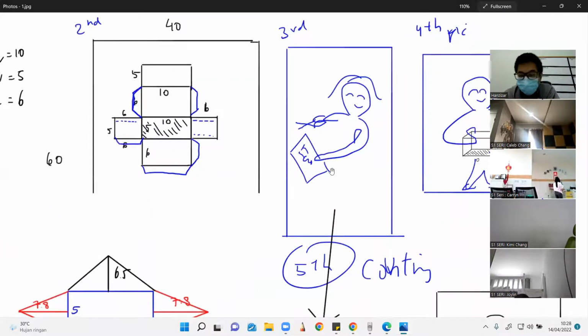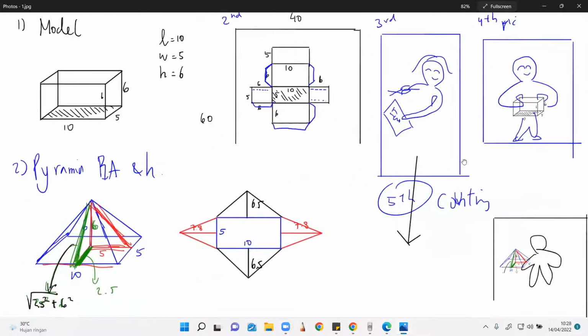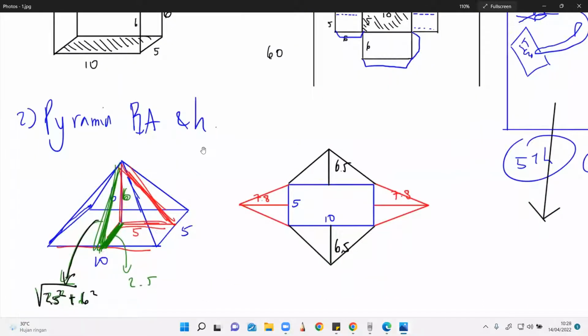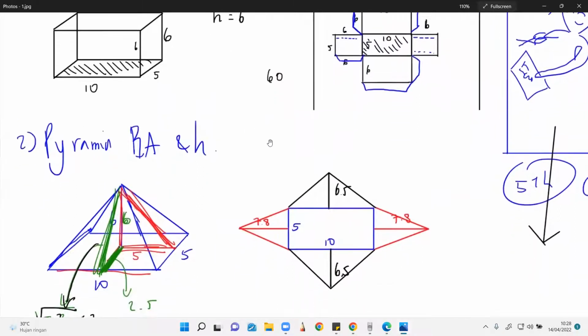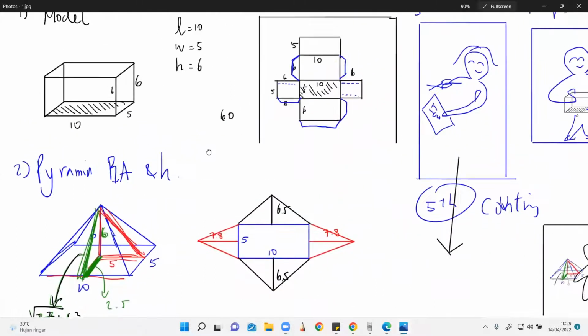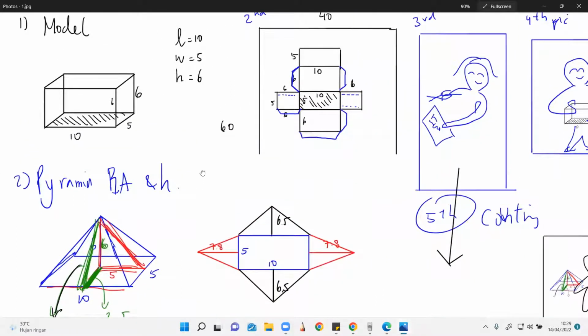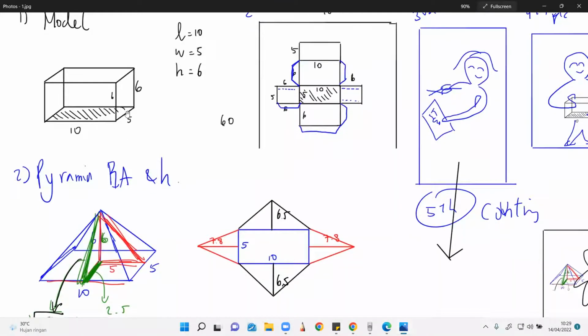The third picture is doing the cutting process, with yourself in the picture. And the fourth picture is the final product, also with you. It also happens for the pyramid. If you do the pyramid, you have to be very careful drawing the net, and you need to use the same base area and height as the prism, the first figure. For example, the base is 10 and 5. So for the pyramid, the base is also 10 and 5, and the height is also 6.